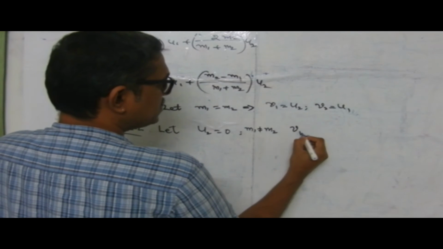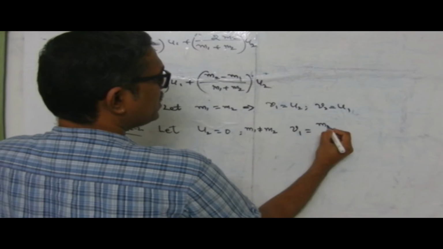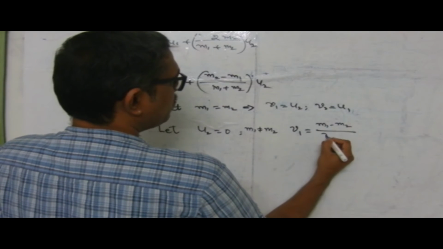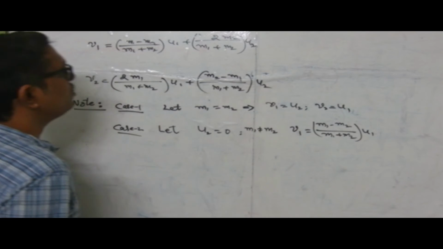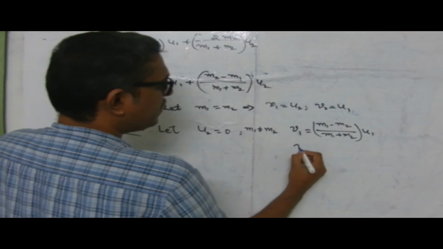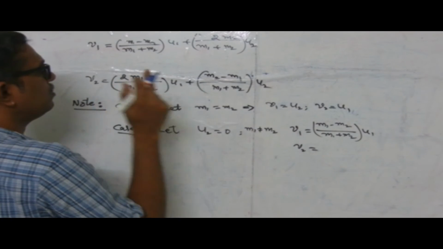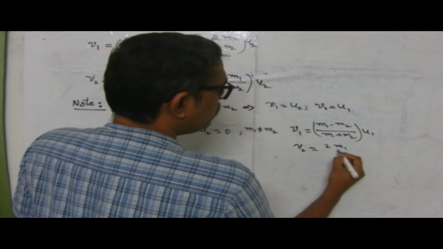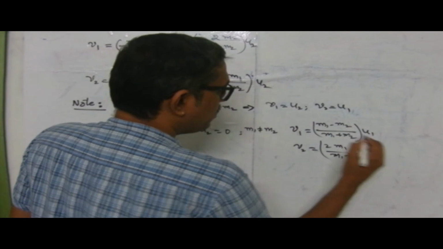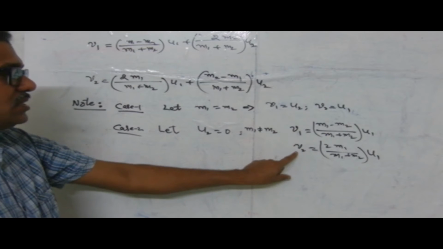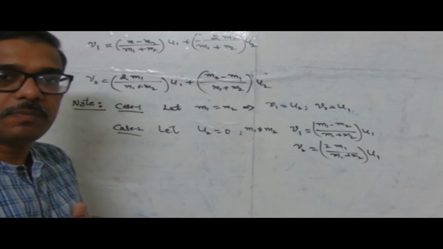Final velocity equations. v1 is equal to (m1 minus m2) by (m1 plus m2) into u1. And v2, the final velocity, is equal to 2m1 by (m1 plus m2) into u1. So these are the velocities we have to remember.